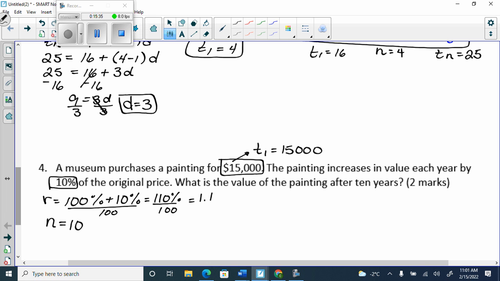Okay. Are they asking us to find T10 or S10? Are they asking us for what the painting is in the 10th year, or are they asking how much the sum of the painting would be, the total for all 10 years? If you bought the painting every year for 10 years, how much would you spend? Did it ask for a total, or does it ask what the painting is worth in year 10? In year 10. So what are they asking us to find? T10.